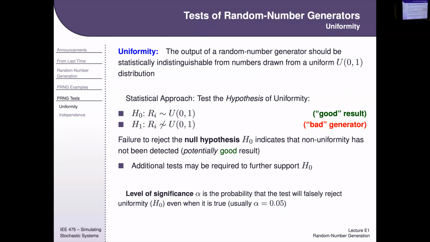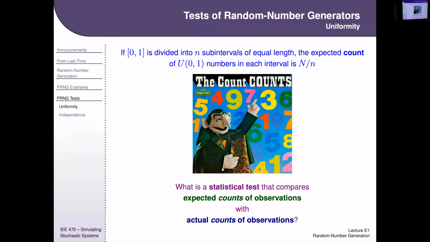Now, a bad generator, which is the case we do want to detect, will be the one where your p-value is less than 0.05, where we want to detect the difference between these two. So the null hypothesis is the good result. Detecting a deviation from the null is the bad result. It indicates a bad generator. And we're going to use a level of significance of 5%, which just means the probability that our test will falsely reject a uniform generator.